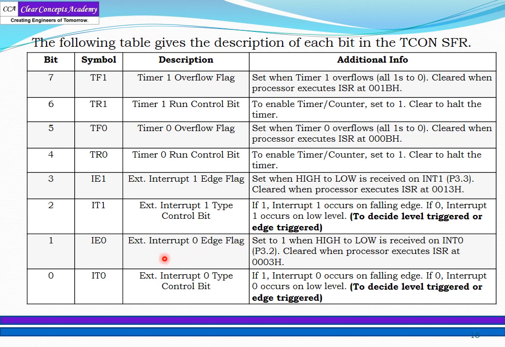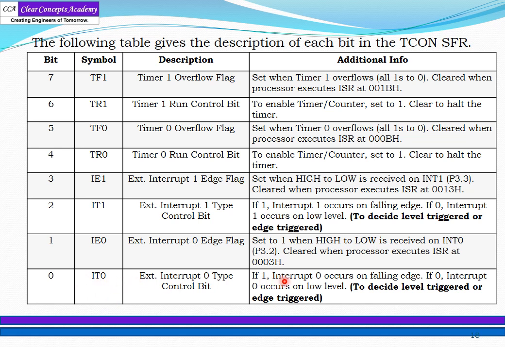Similarly, IE0 is the external interrupt 0 edge flag. The same thing applies here as for interrupt 1. It is set to 1 when the signal goes from high to low. When pin P3.2 goes from high to low, this IE0 will become 1. And again, to decide whether pin P3.2 should be edge triggered or level triggered, you have to set this bit to either 1 or 0.